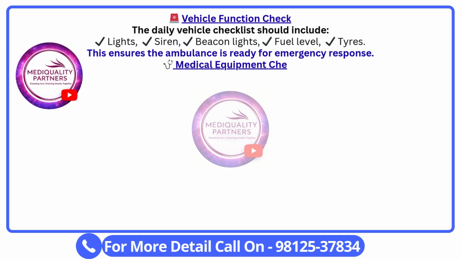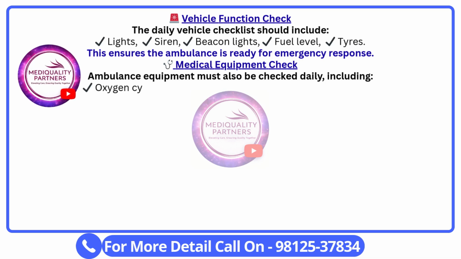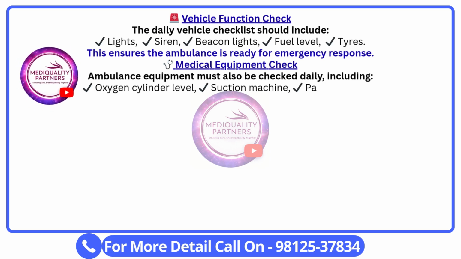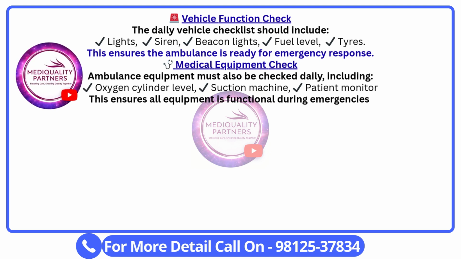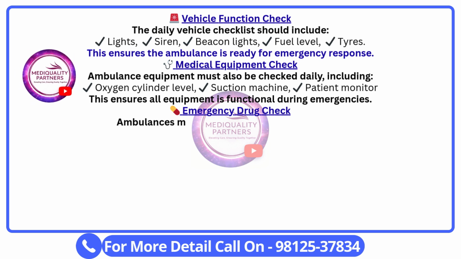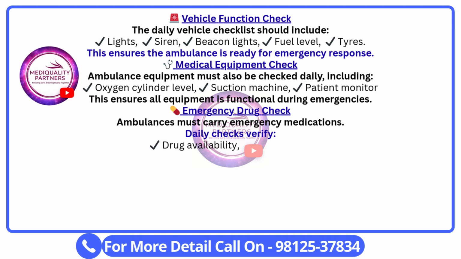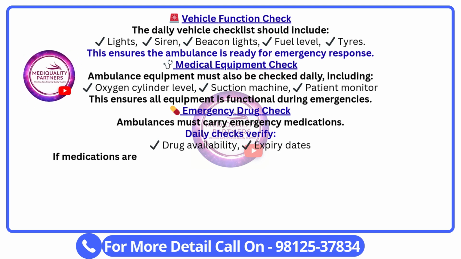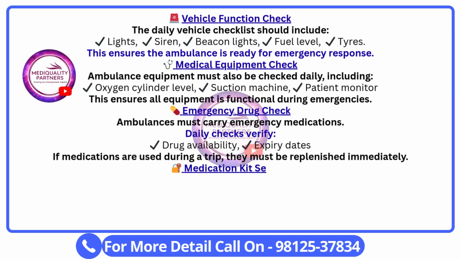Medical equipment check. Ambulance equipment must also be checked daily, including oxygen cylinder level, suction machine, patient monitor. This ensures all equipment is functional during emergencies. Emergency drug check. Ambulances must carry emergency medications. Daily checks verify drug availability, expiry dates. If medications are used during a trip, they must be replenished immediately.